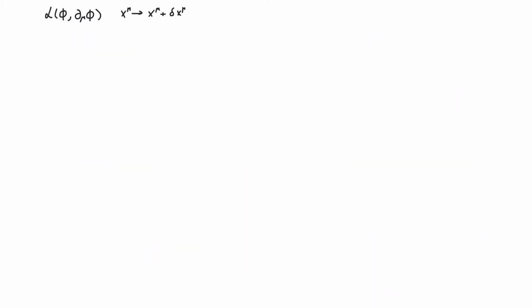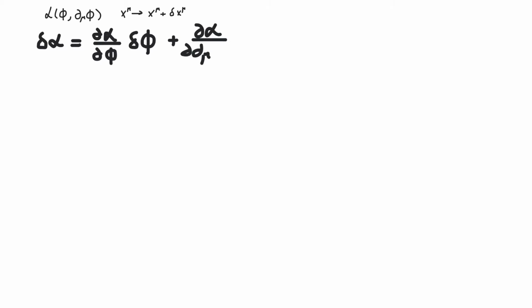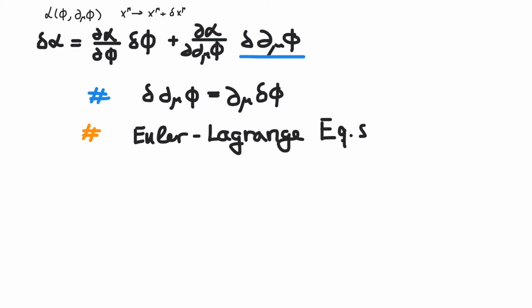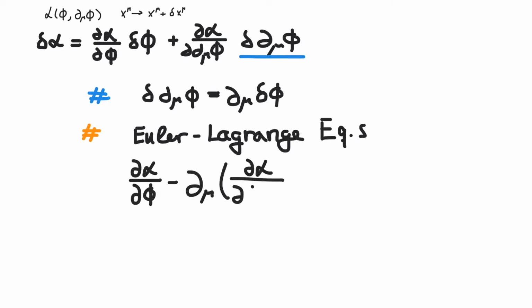The variation of the Lagrangian can be expanded by means of partial derivatives and variations of the fields it depends on, so phi and its derivative. Note that the variation is a linear operation, so it can exchange positions with the derivative. We will use this for the second term. Also recall Euler-Lagrange equations, so that we can rewrite the first term.